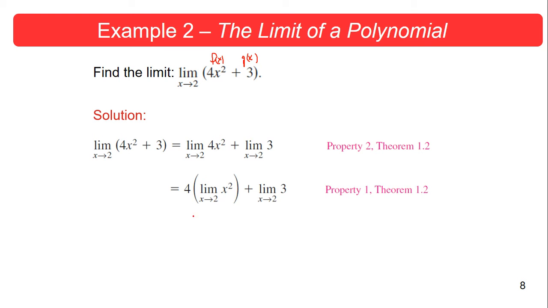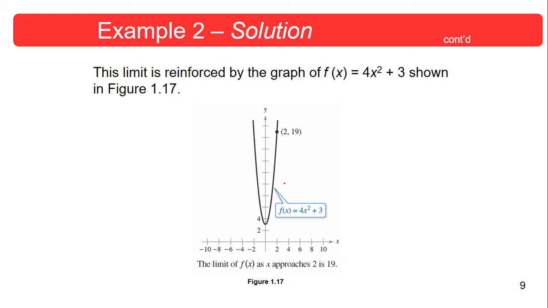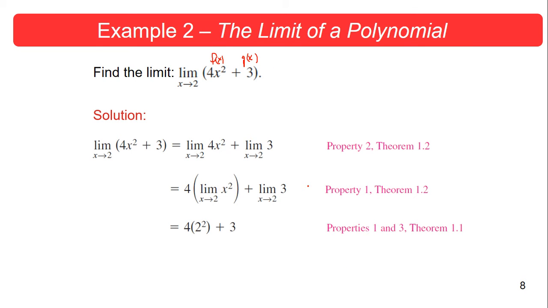We get 4 times 4 is 16. And I can't really plug this in. We're just evaluating. That's still 3. And we get 19. This is reinforced by the graph. If we were looking at the graph, we would see what that looks like. It's just direct substitution anyway. I didn't have to break all this stuff up, kids. I could have just plugged in 2 into this part of the function and simplified.